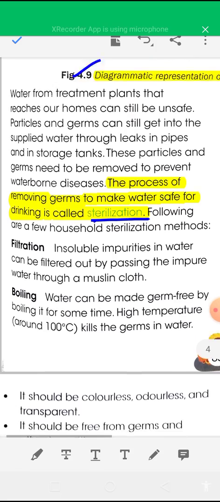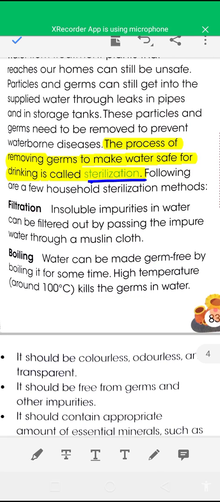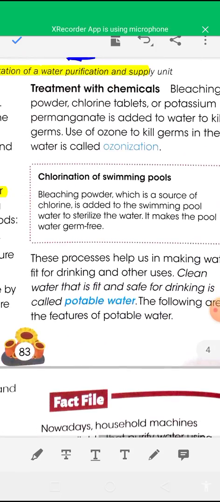There are many methods of sterilization. First one is filtration of water. Insoluble impurities in water can be filtered out by passing the impure water through a muslin cloth. Second one is boiling. Water can be made germ free by boiling it for some time. High temperature, around 100 degrees Celsius, kills the germs in water. These are processes of sterilization, that is, killing of germs present in water.